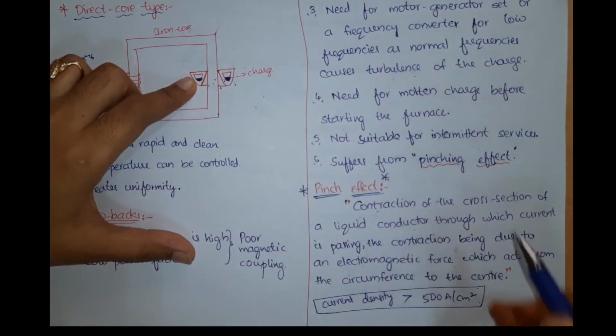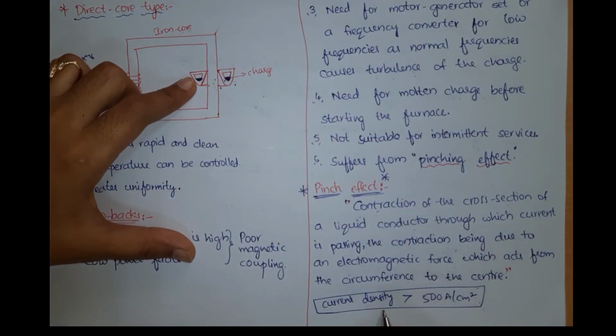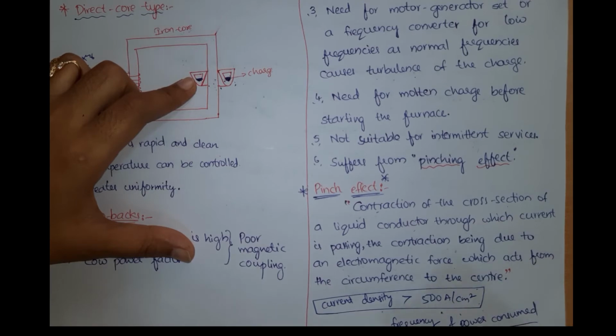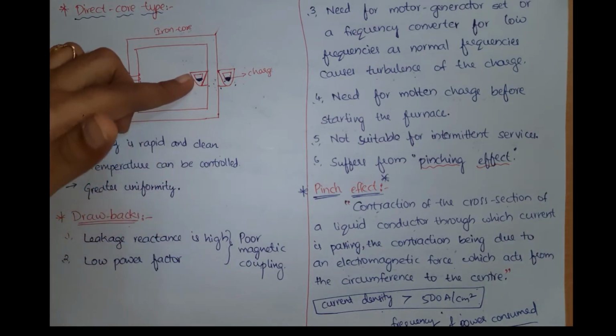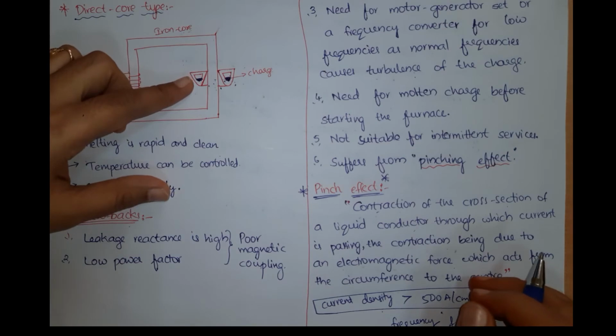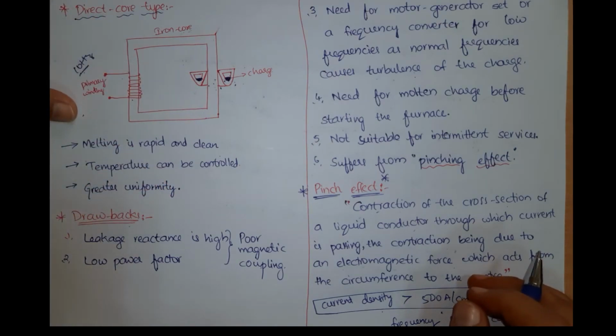So that effect is called the pinching effect, which occurs only at high current densities greater than 500 amperes per centimeter square. This pinching effect depends on both frequency as well as power consumed by the source. So these are the drawbacks of the direct core type induction furnace.